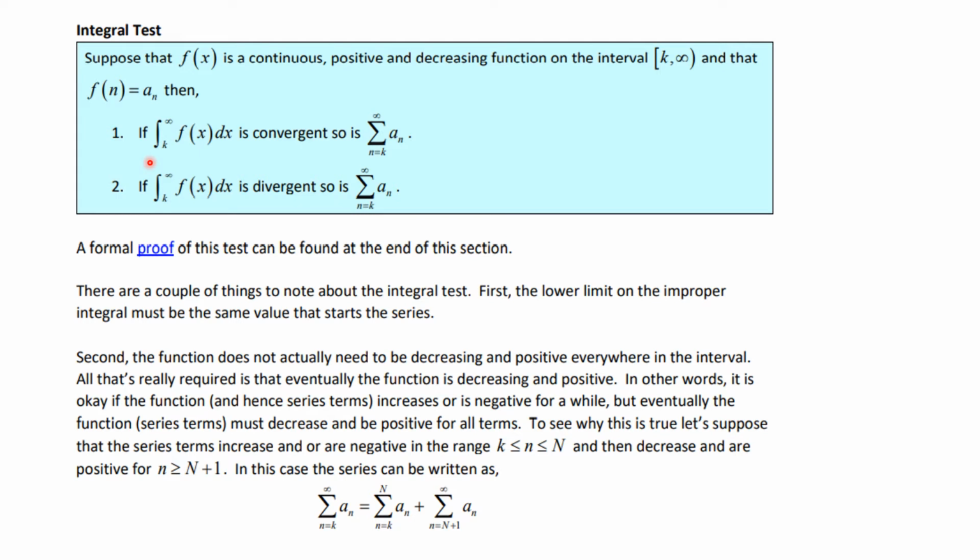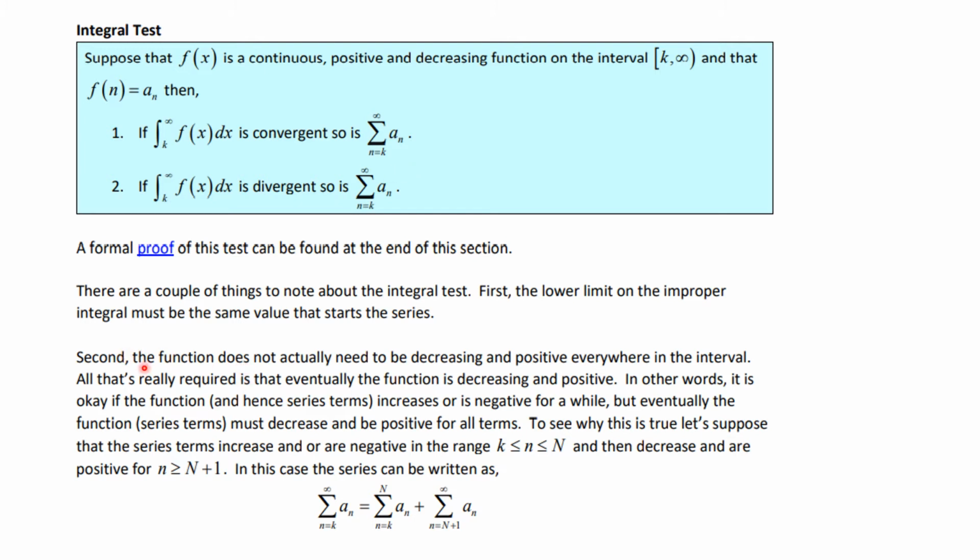Then, if the integral from k to infinity of f of x dx is convergent, then so is the summation from n equal k to infinity of a sub n. Moreover, if the integral from k to infinity of f of x dx is divergent, then so is the sum from n equal k to infinity of a sub n. Said another way, which is the way I like to say it, the improper integral and the infinite series under these conditions converge and diverge together, but not to the same number.